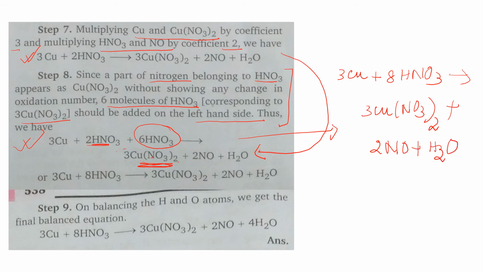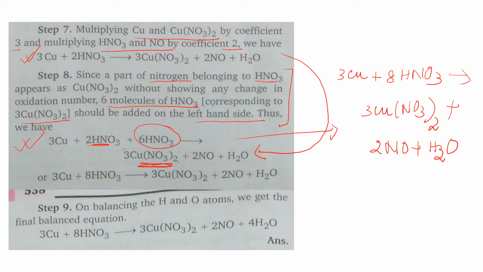Now you have to balance. You have balanced copper, nitrogen, everything. Now you have to balance hydrogen and oxygen. Oxygen has to be balanced, as you know that it is in acidic medium. So you have to add H2O on the oxygen deficient side, the equal number of H2O.